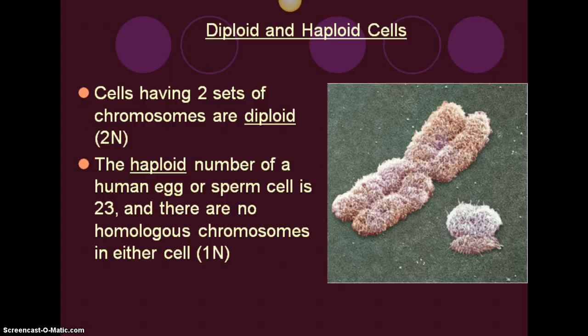The reason for that is that when an egg cell meets a sperm cell, they're going to make a full human that has 46 chromosomes. So we need half of them in the egg and half in the sperm so that when they come together and unite, they make a zygote, which is going to have 46 chromosomes. So the haploid number is represented by 1N and the diploid number is represented by 2N.